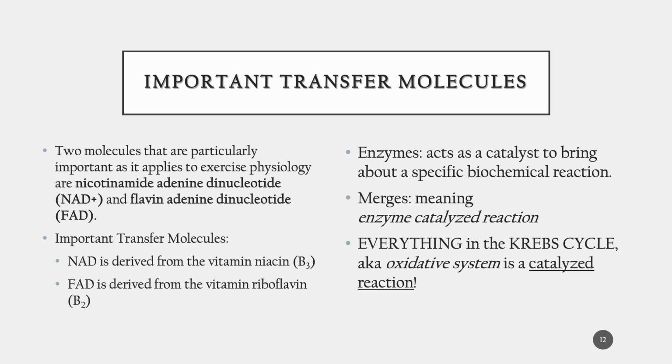Enzymes we talked about. Merges is simply saying when enzymes are constantly breaking down reactions to get to the next step. It'll make more sense when you look at our diagram. Great test question: everything in the Krebs cycle, also known as the oxidative system or aerobic system, is a catalyzed reaction. Meaning it's getting broken down until the next step, until the next step, until we finally are able to synthesize the most amount of ATP.